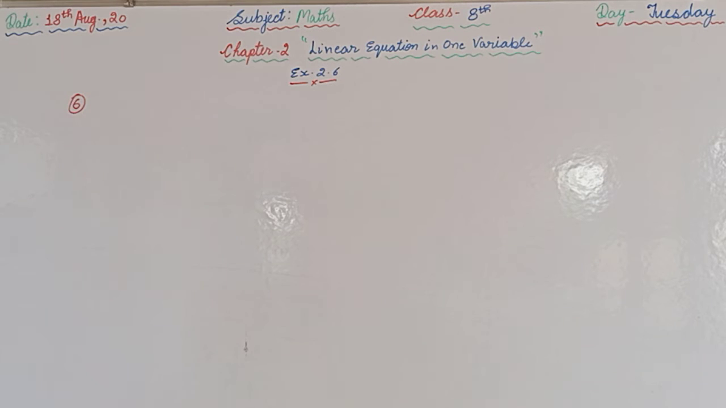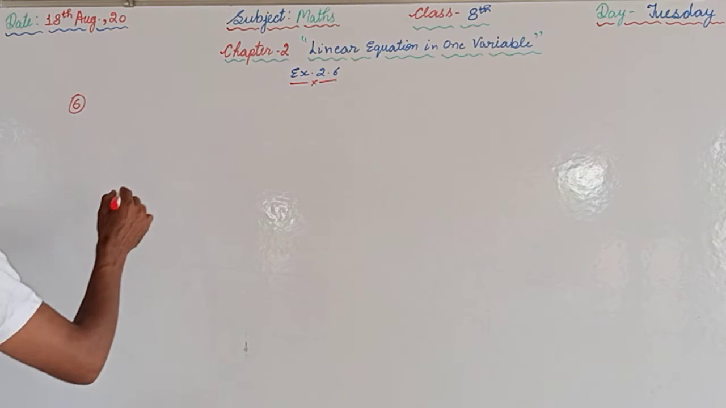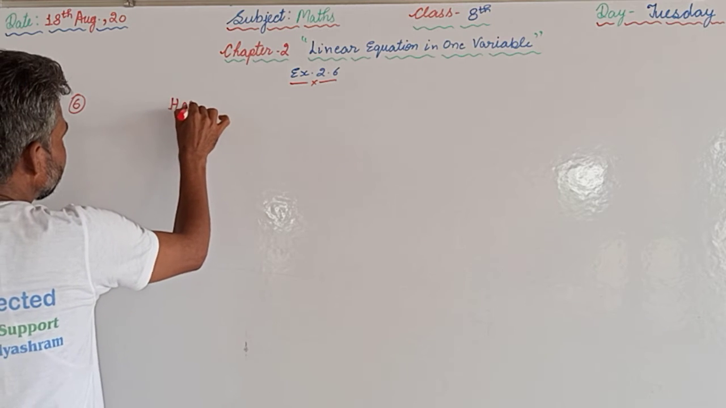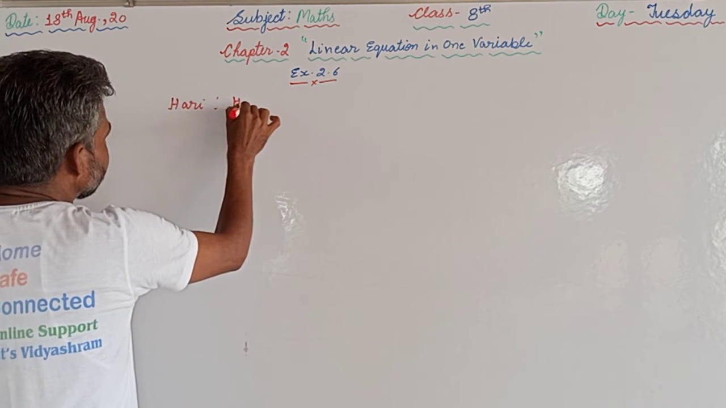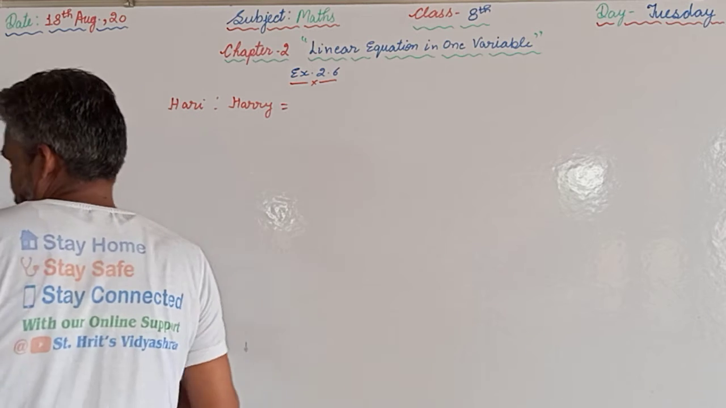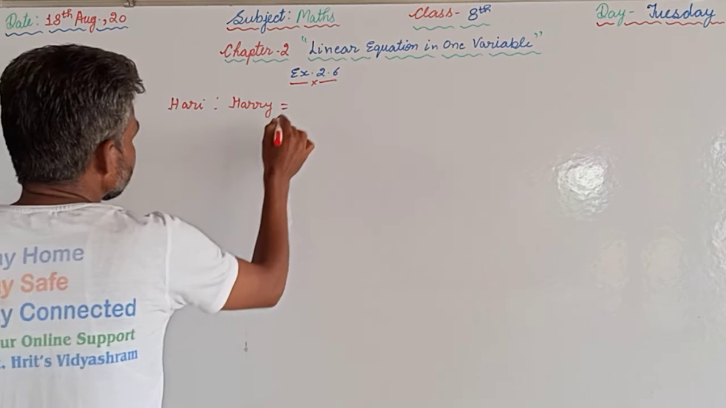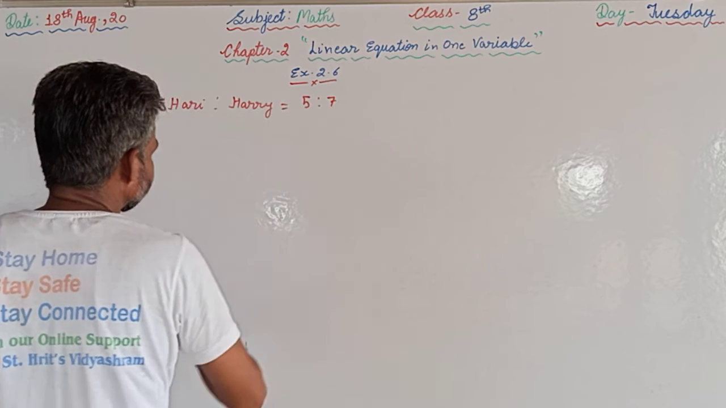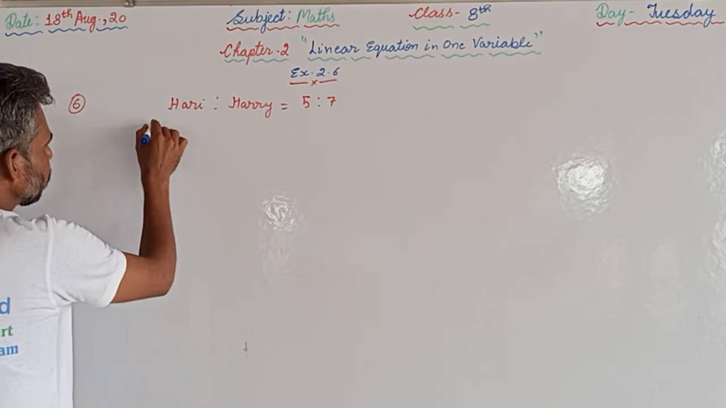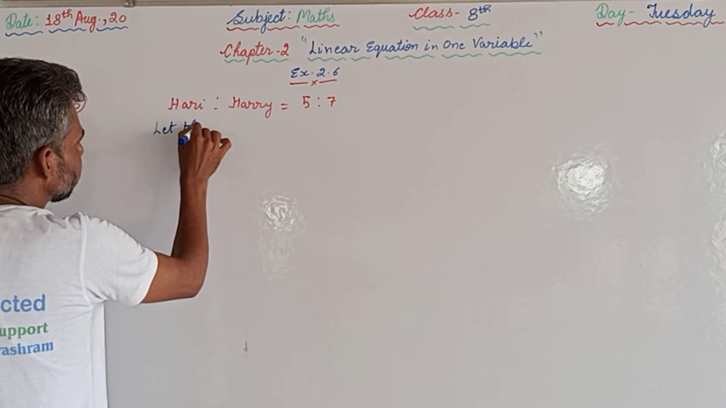In question number 6, first of all I will read the question for you. The ages of Hari and Harry are in the ratio 5:7. 4 years from now the ratio of their ages will be 3:4. Find their present ages. So what is given there? The ratio of Hari and Harry is given, that is 5:7.